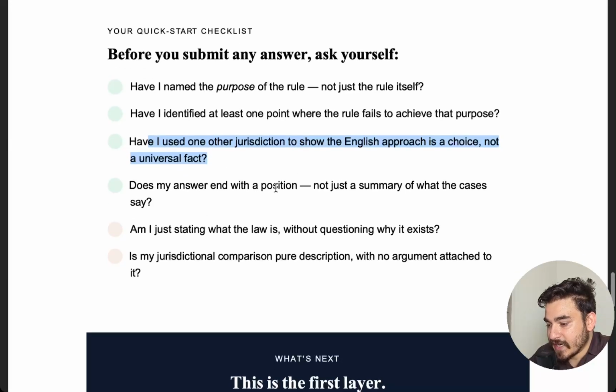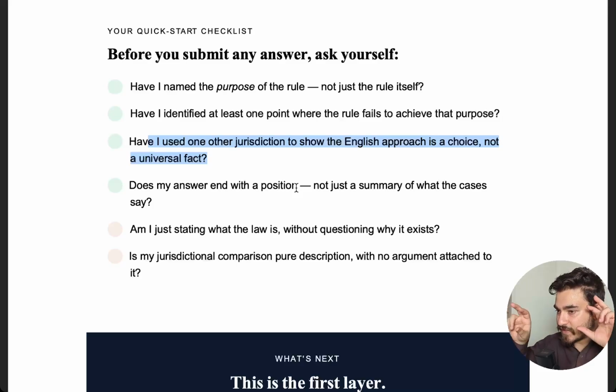Does my answer end with a position? That is, what is your stance on this? You say the UK framework says this, the French framework says this. That's not the end of it. You need to give your opinion. You need to take a position at the end. I believe that this is what the correct law is. I believe the French law is correct. I believe that the French law is partly correct. The French law needs to be incorporated into the UK law and it needs to be made better. That's what gets you the 70.